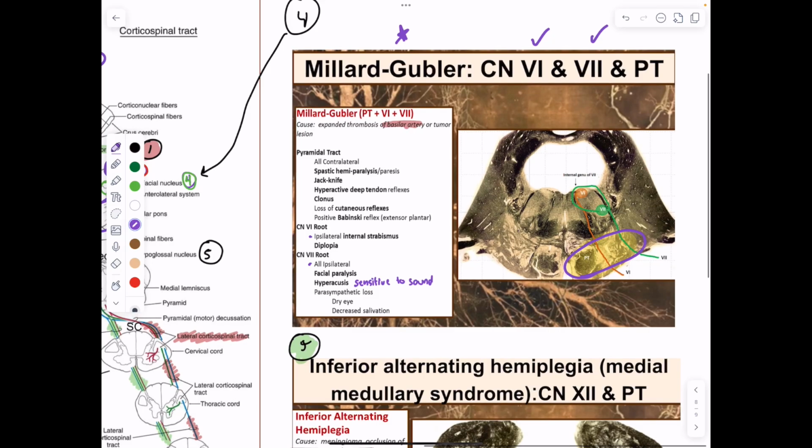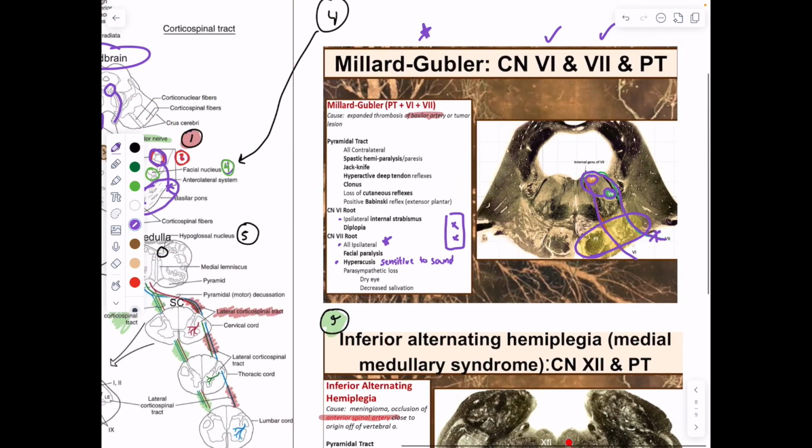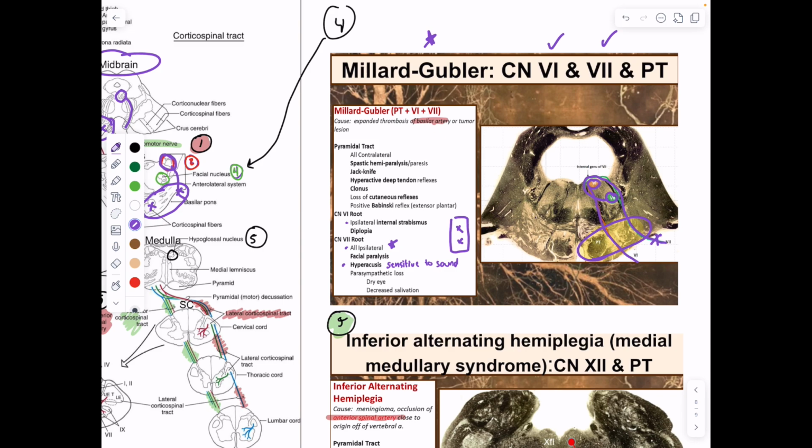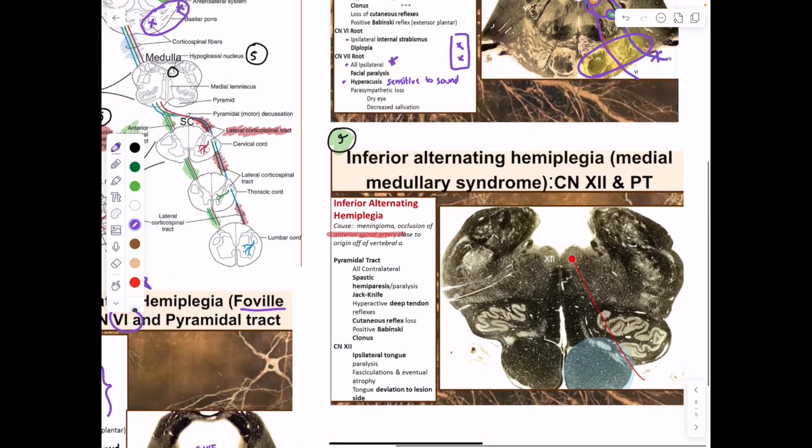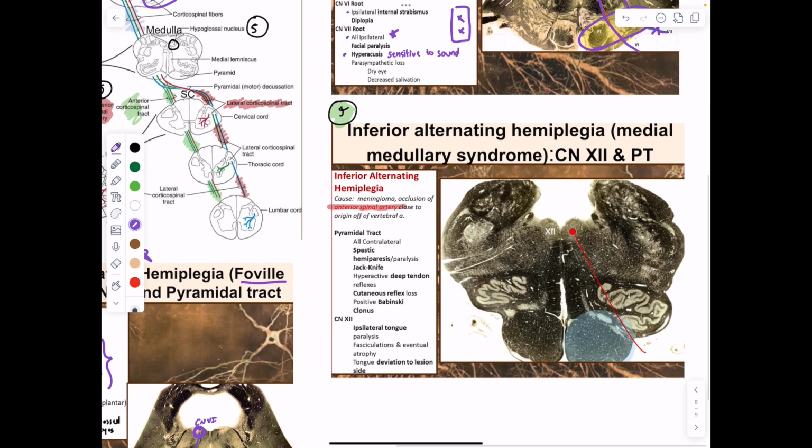If we extend further out, not only are we getting abducens axons right here, but we're also getting axons of the facial nerve. And so axons of the facial nerve, well, we're not getting corticobulbar, we're getting the axons of the facial nerve, so this is going to be ipsilateral issues, right? And so you could have an entire side of the face, top and bottom, paralyzed. All right, and then hyperacusis, sensitivity to sound. All right, so that was our Millard-Gubler, which is face and lateral rectus. And then our final one is inferior alternating hemiplegia, which is 12 and the pyramidal tract.